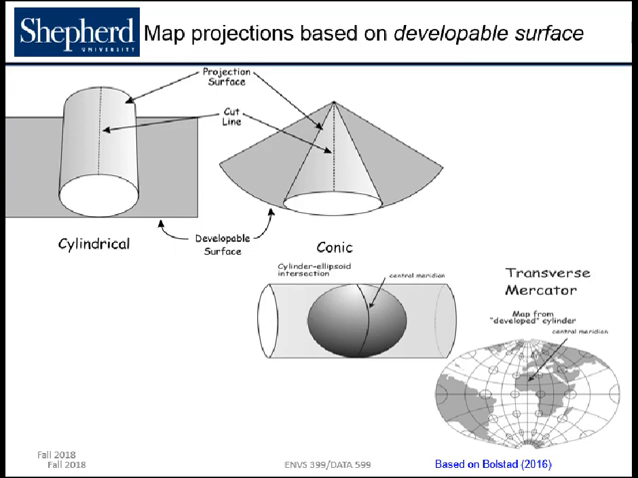Here we see a cone unwrapped onto a flat plane and a cylinder likewise. The Lambert conformal conic and the transverse Mercator are the most popular projection types used for spatial data in North America.